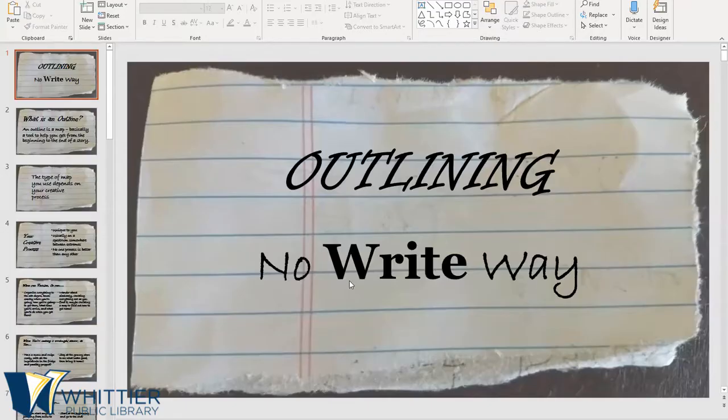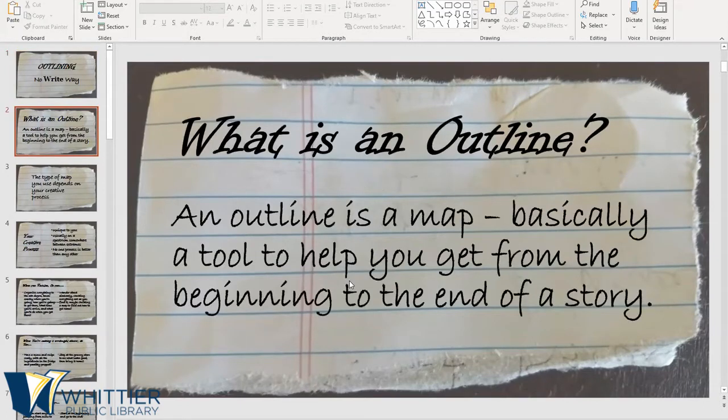You can put it in the chat, raise your hand, but Jack and Rachel will alert me. What I'm going to do now is share my screen, because I actually have a PowerPoint. And we're going to look at that. All right, outlining, no right way. Because there is no one right way to outline. Okay, so let's talk about that.